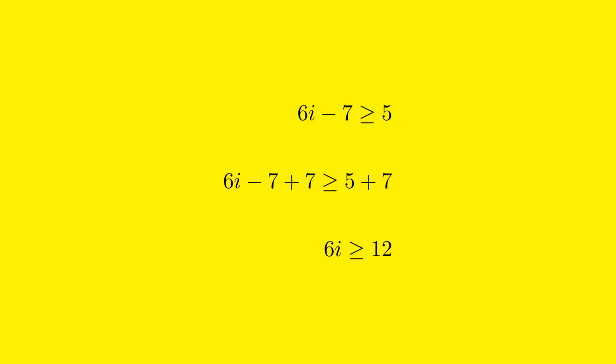In summary, we started with 6i minus 7 greater than or equal to 5. We added 7 to both sides of the inequality. The result is 6i greater than or equal to 12.